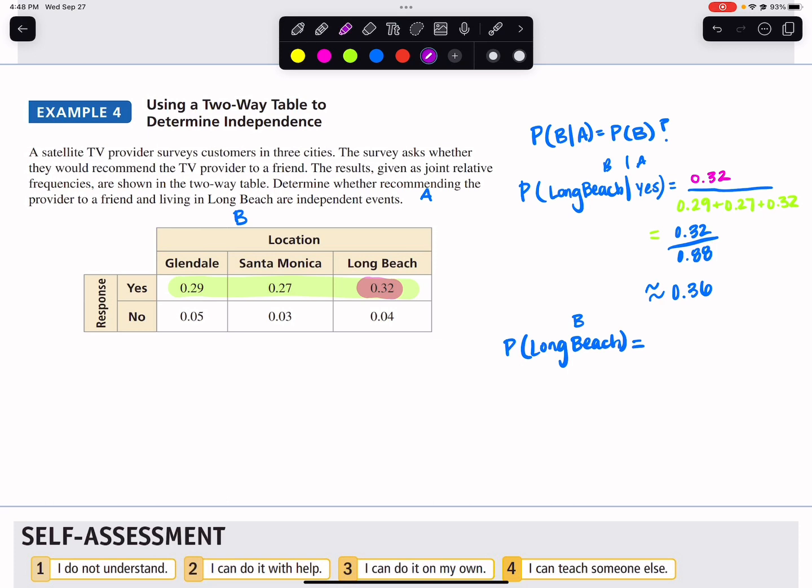So there we're looking at these two numbers, 0.32 plus 0.04, which is 0.36. And so yes, those two do match. So yes, the two events are independent.